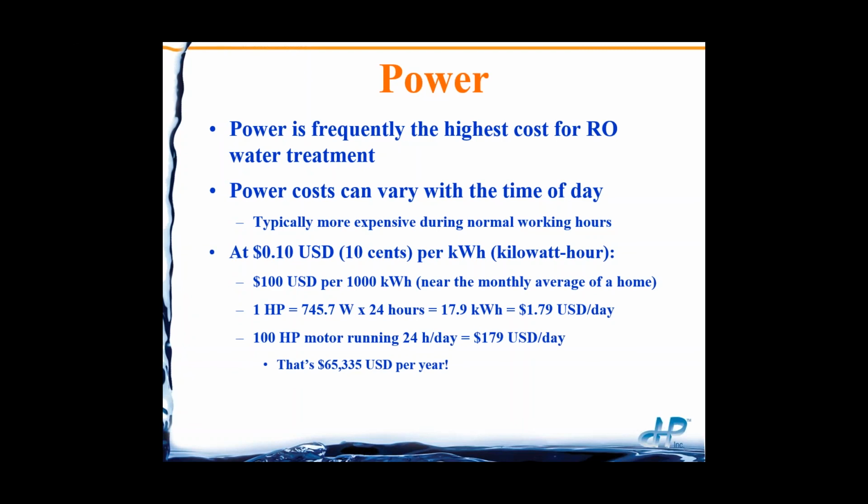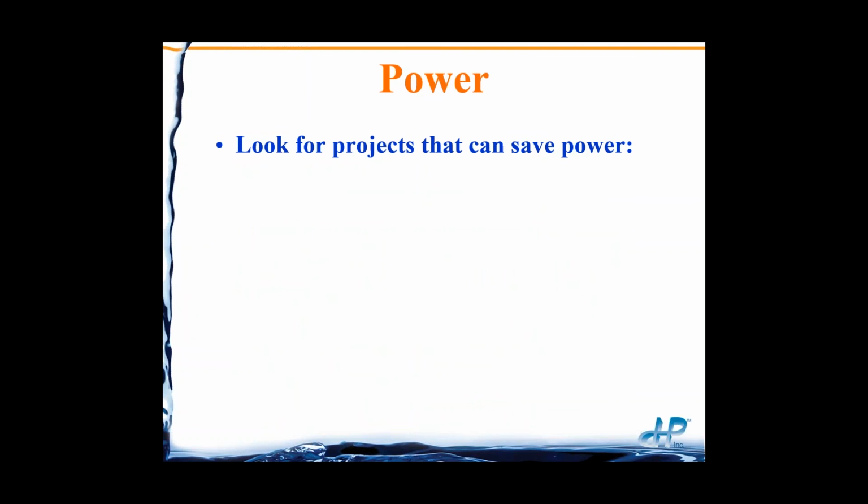So if you find something that can knock off 10%, and it doesn't cost more than $6,500 for this particular example, then you get a payback in a year. The other thing that is scary about this is even a power price going up a cent. That's a 10% increase in the power cost if you were at 10 cents per kilowatt hour. So just a little increase in power cost can really hit you in the pocketbook hard. So we need to look for projects that can save power.